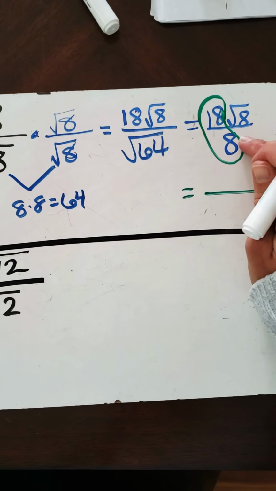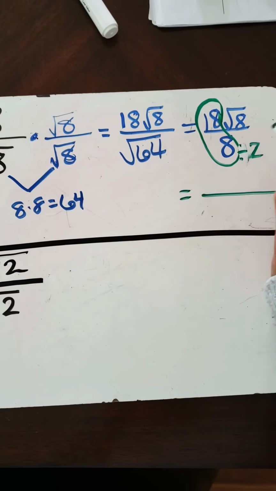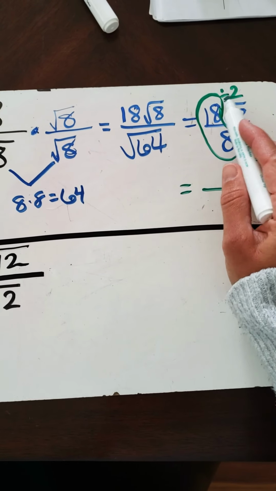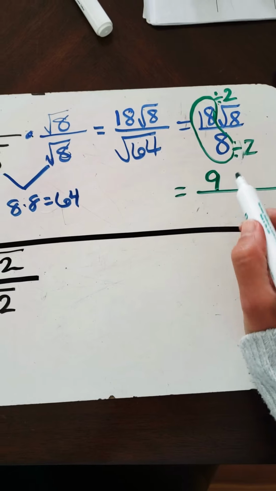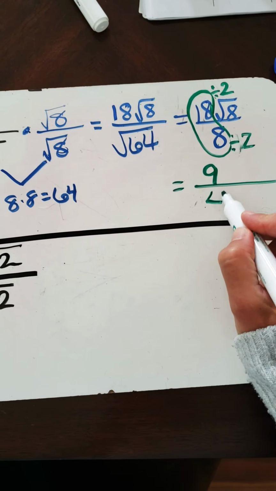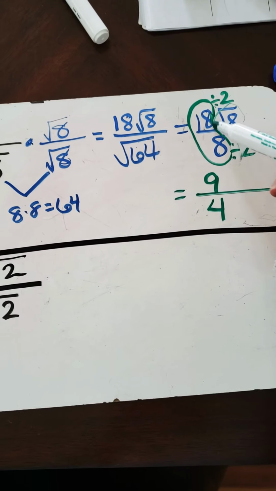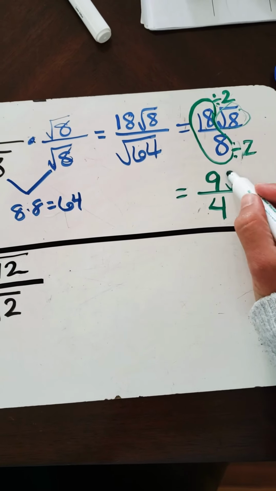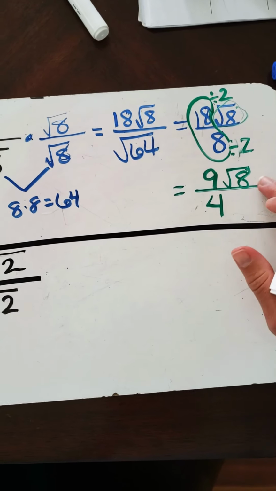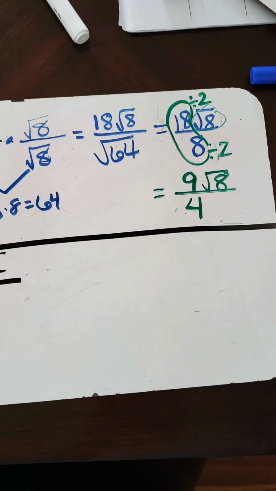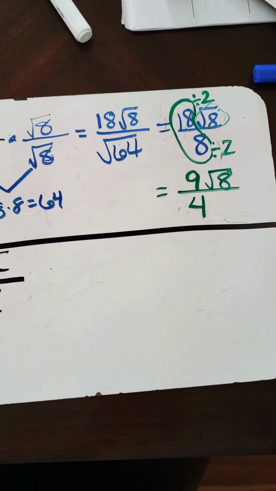So we're going to divide a 2 out of both. So 18 divided by 2 is 9. 8 divided by 2 is 4. So all I'm doing is really simplifying a fraction. And then don't forget, we're going to bring back our square root to join where it left off. So your final answer is 9 square roots of 8 over 4. Hopefully that didn't go too bad.